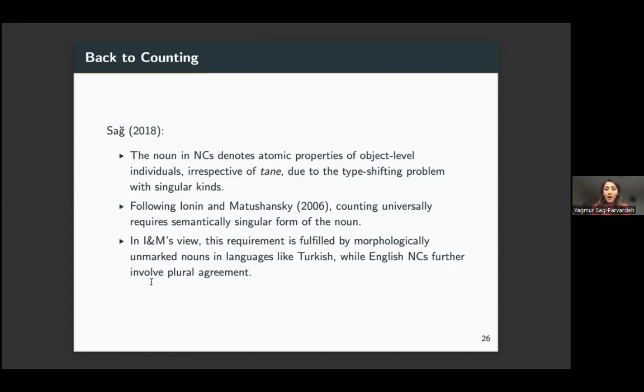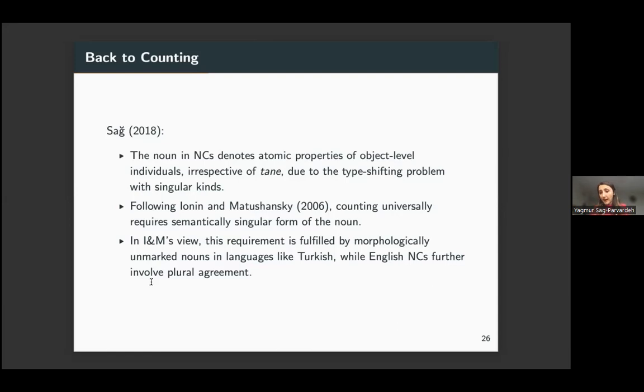So I argued at the end that, irrespective of whether you have Tane or not in a numeral construction, your noun would just denote an atomic property of ordinary object-level individuals. So Tane doesn't do any fixing job there. Just to return back to that, Ionin and Matuszewski claimed that this is the case universally.